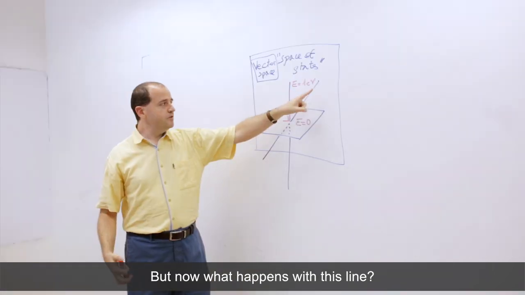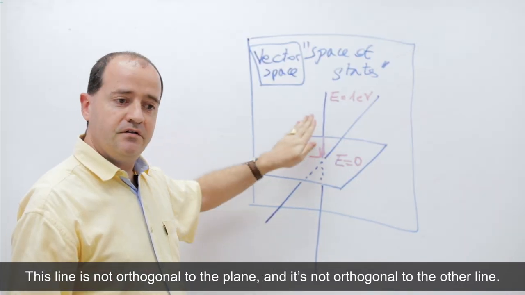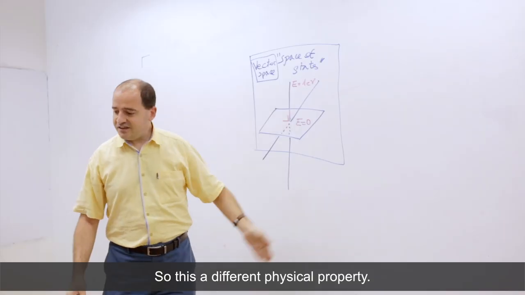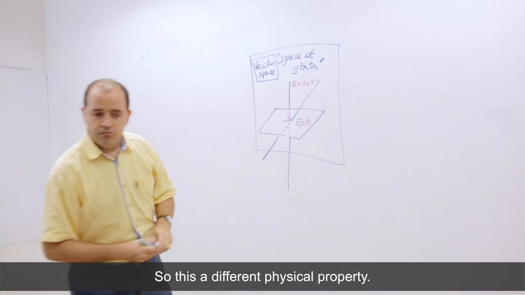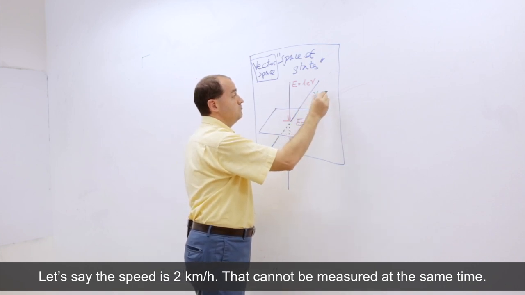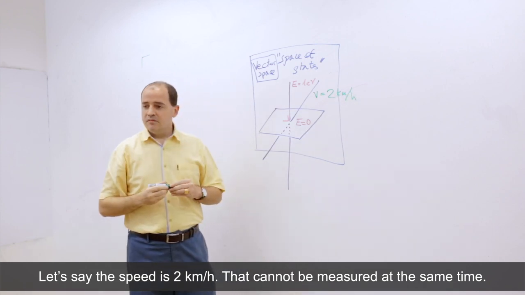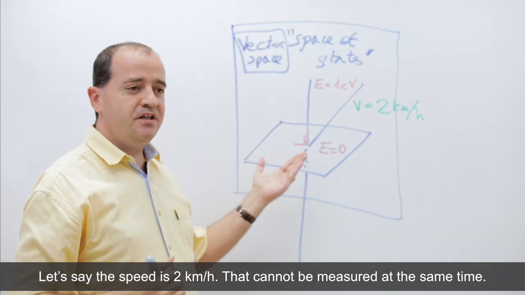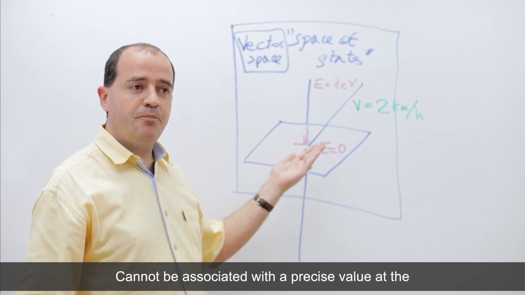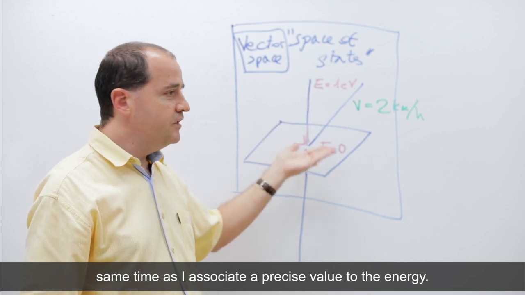But now, what happens with this line? This line is not orthogonal to the plane, and it's not orthogonal to the other line. So this is a different physical property. Let's say the speed is 2 kilometers per hour. That cannot be measured at the same time, cannot be associated with a precise value at the same time as I associate a precise value to the energy.